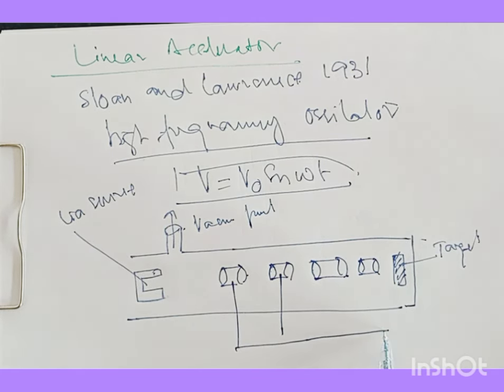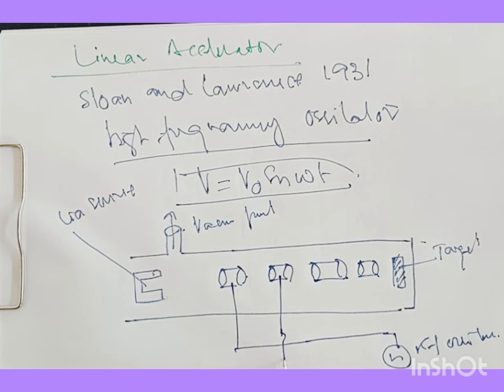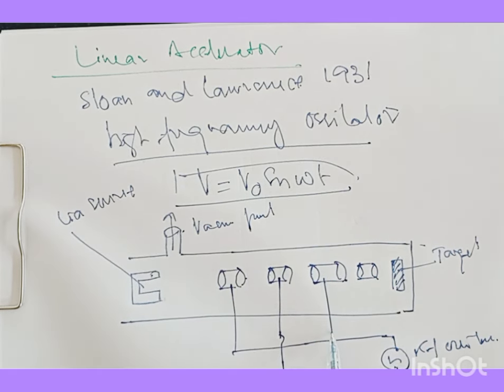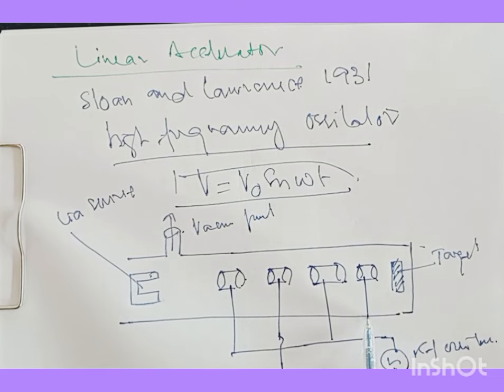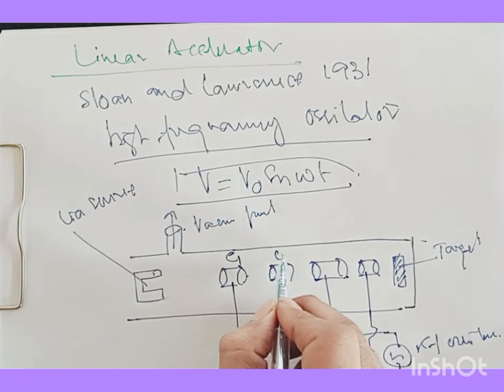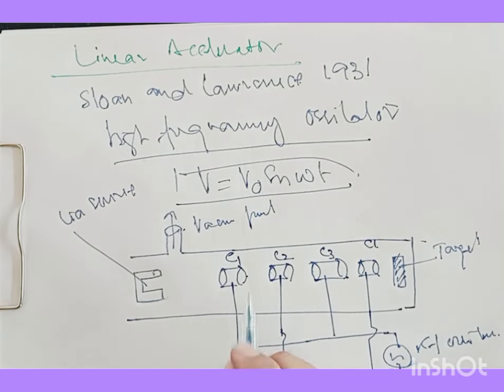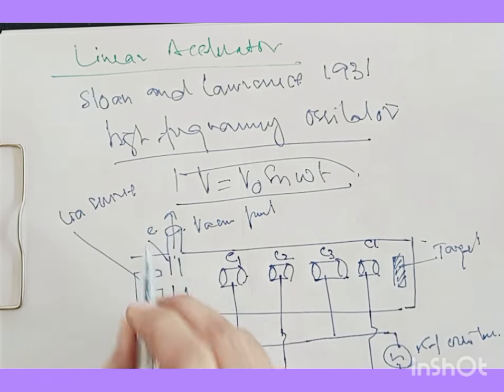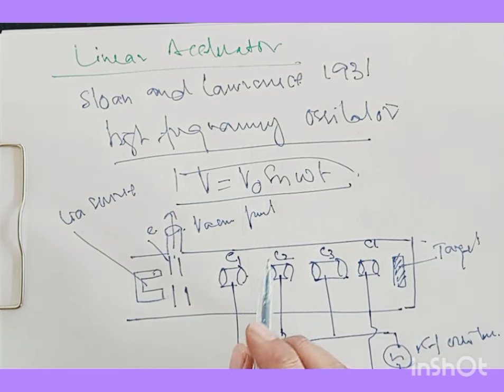Okay, here I have an RF oscillator, and here I'll connect it with this, and the next one I'll connect with this, and the next one I will bypass like this and connect with this. I would like to call this C1, this is C2, this is C3 and this is C4, and here let me call this C. These are collimators. So this is a rough sketch of a linear particle accelerator.